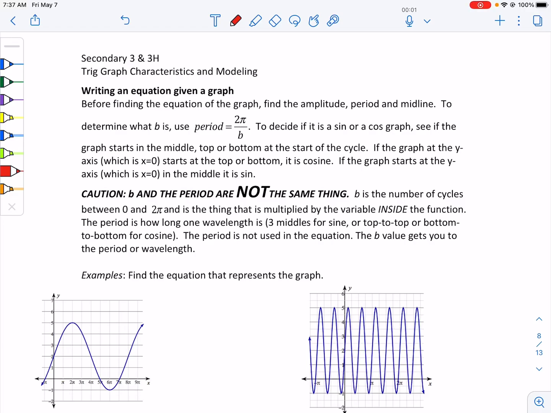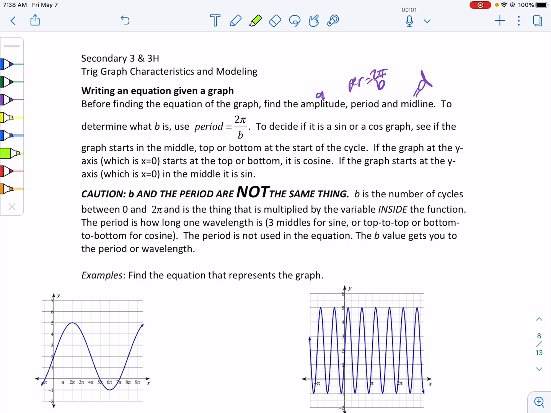Now that we've found how to find the characteristics from both the equation and the graph, we're going to use those skill sets to help us create an equation from the graph. So when we're finding the equation of the graph, we need the amplitude, which is our A value. We need the B value, which we get from the period. So remember, the period is 2 pi divided by B. And we need the midline, which is D.